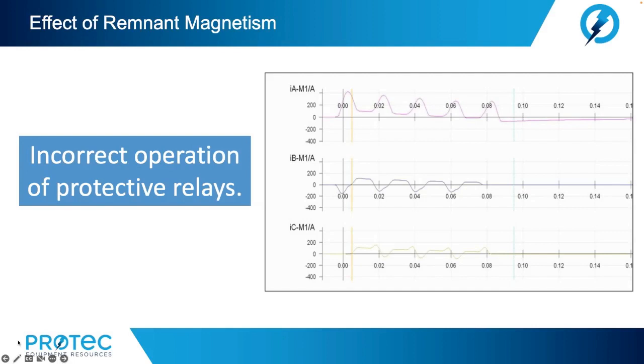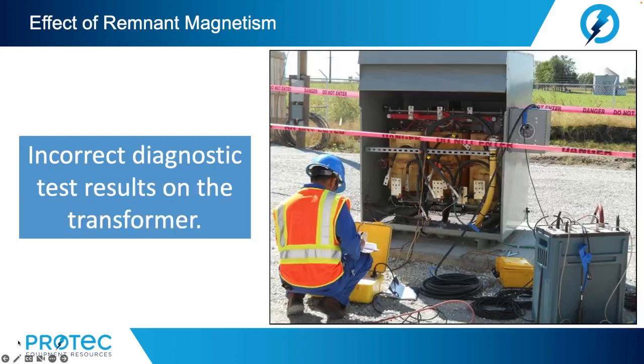Now, another effect of remnant magnetism is incorrect diagnosis of test results on the transformer. Now, in the event of a fault or during routine tests, various electrical diagnostic techniques can be used for analyzing the condition of a transformer.